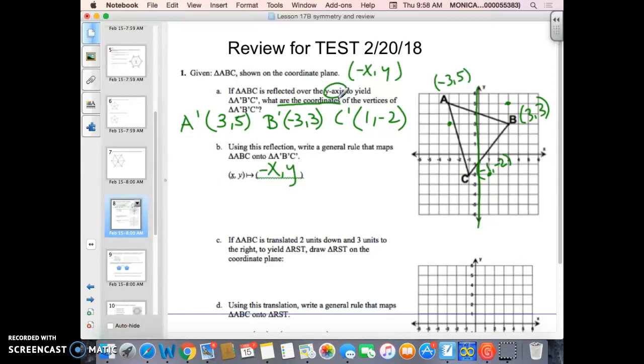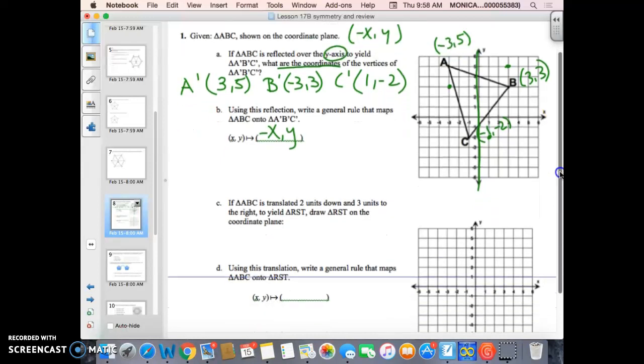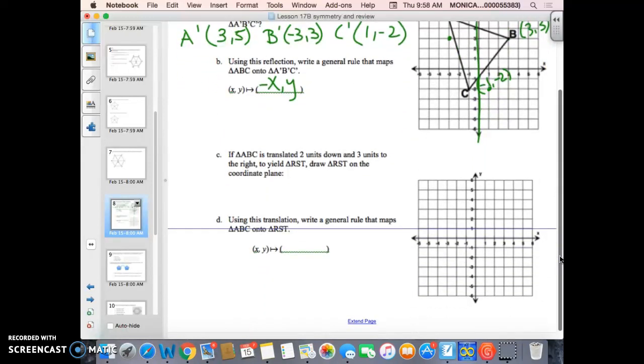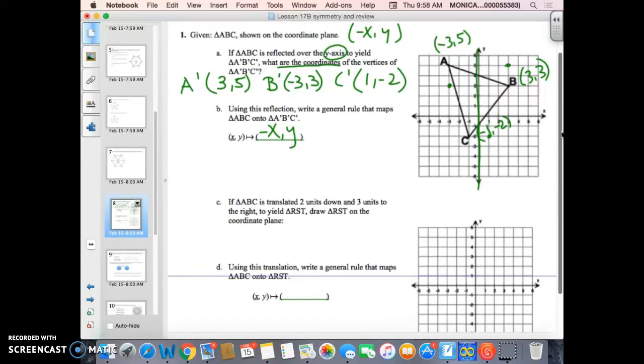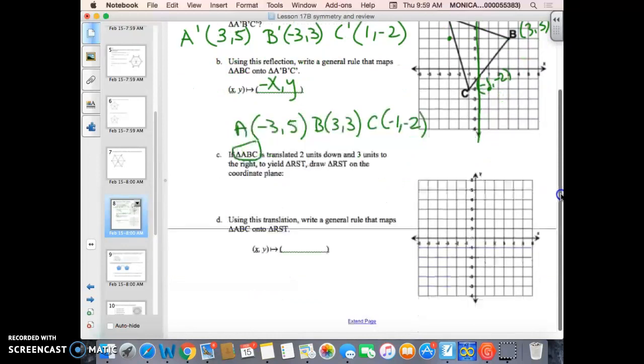All right, for the second question, it said you are going to translate 2 units down and 3 units to the right. Now, you are using the original shape. Okay, it says A, B, C. This one here is A prime, B prime, C prime. So you're going back to the original shape where A is at -3, 5, B is at 3, 3, and C is at -1, -2. And now you're going to translate it down 2 and 3 right.